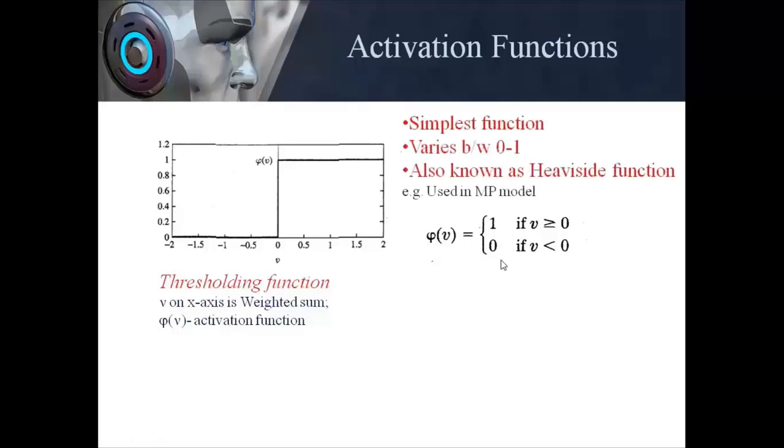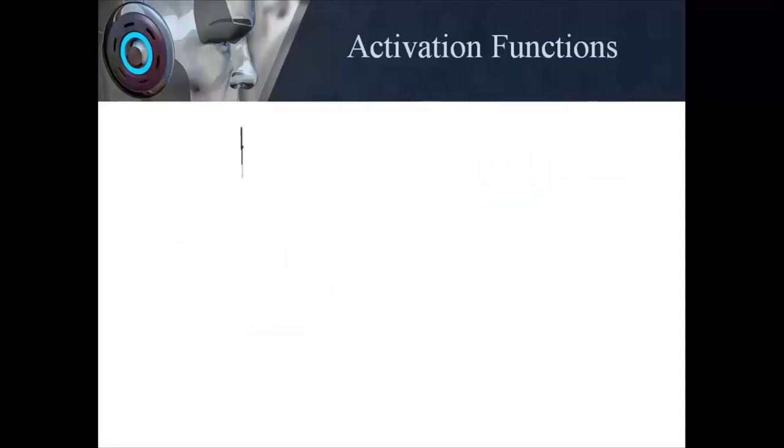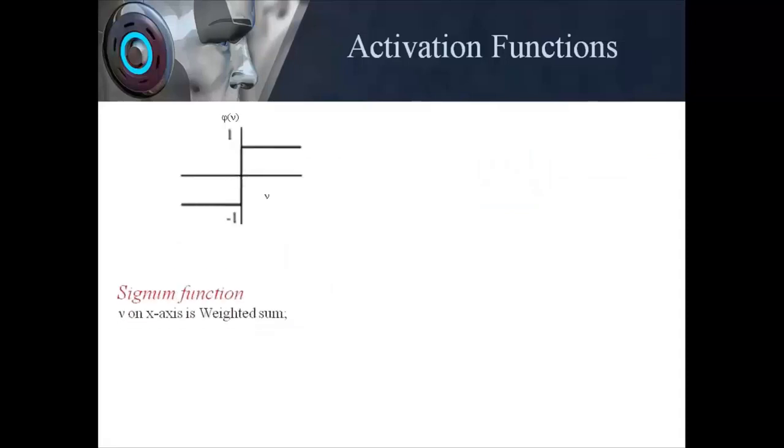So we normally make use of a threshold function for implementing this. It is also known as the Heaviside function. This is very clear. We have already seen it and its application in the MP model. Next function we have is the bipolar function.